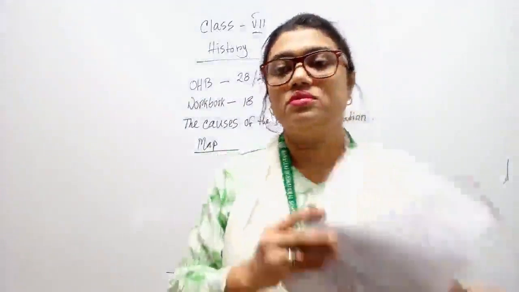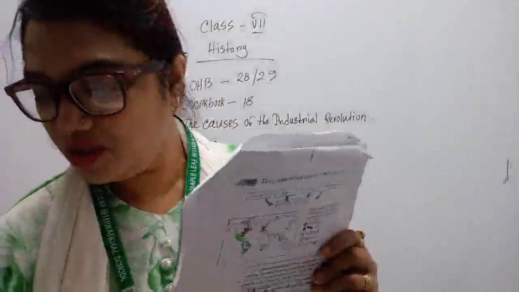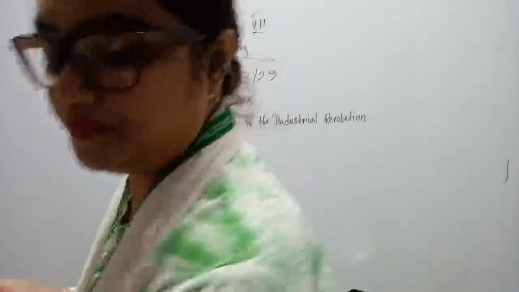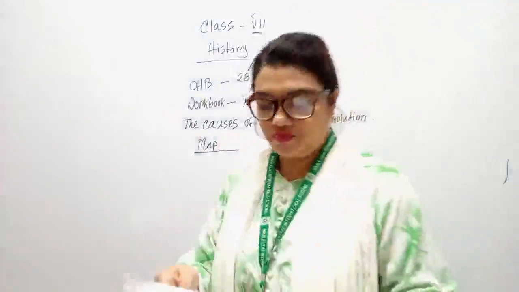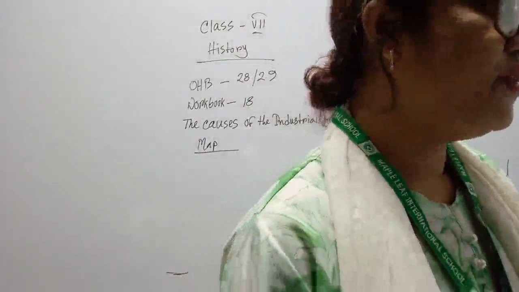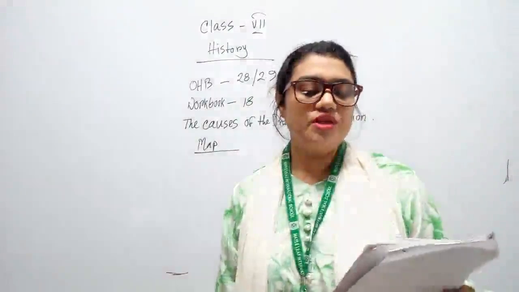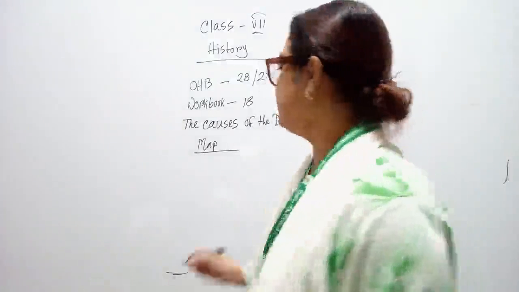So now, open page number 28 from your main book. The map is done here. On this world map, question number 1 from page 18, we need to mark the colonies of Britain, France, Holland, Spain and Portugal in the 18th century.